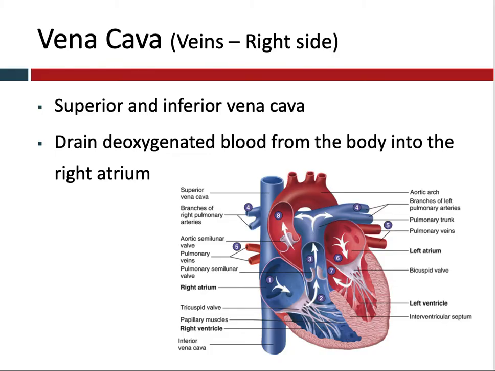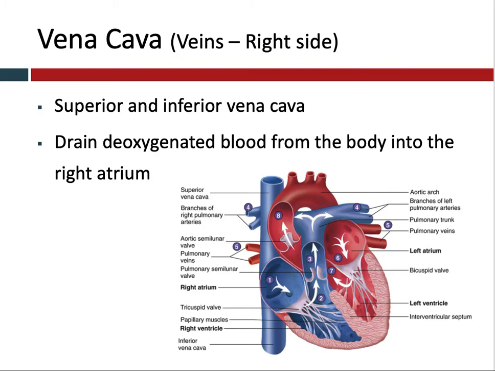The vena cava is actually two blood vessels. You have the superior vena cava and then the inferior vena cava. To pluralize that word, just add an E to the end of cava, and it's cavae. They are going to drain deoxygenated blood from the body into the right atrium. So the blood that has been circulating around the rest of your body and has given its oxygen away comes back to the heart via these two blood vessels on the right side of the heart.